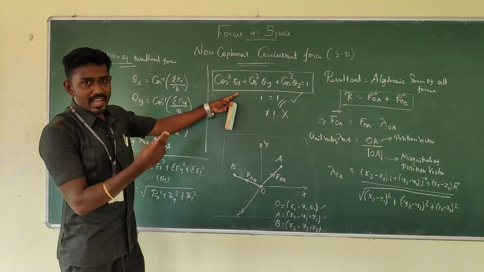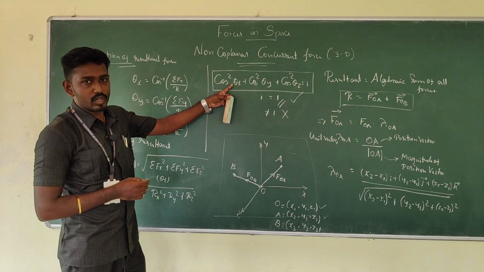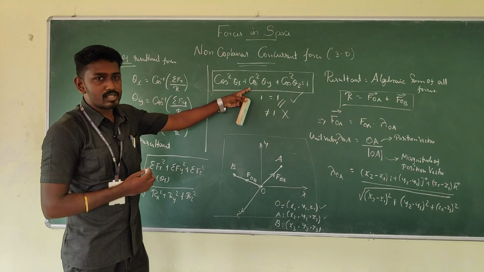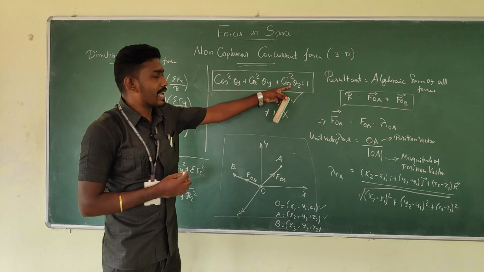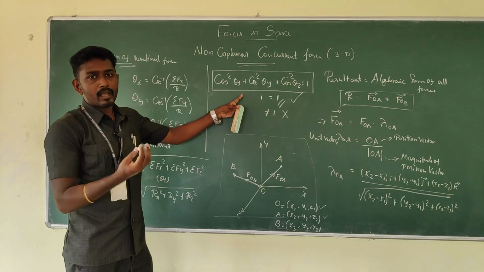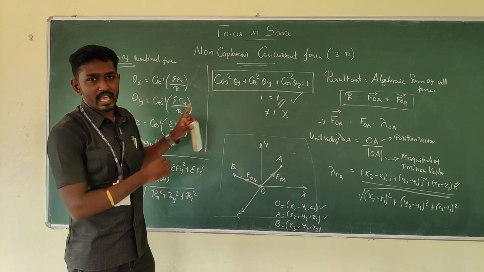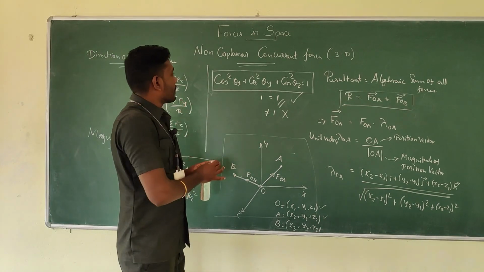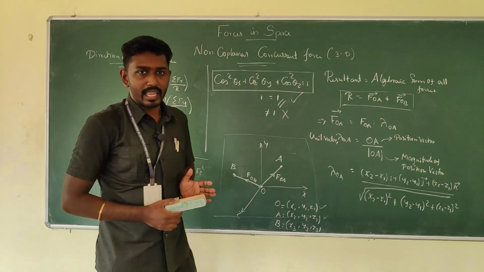So here we have two purposes for this equation. First, in order to identify unknown angles: if you have two angles, such as theta x and theta y, by using this format we can easily calculate the other one, theta z. And one more application is to check whether the obtained answer is right or wrong. So these are the things we follow in vector equations.